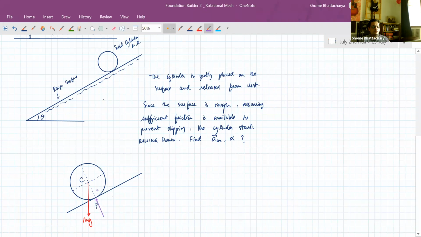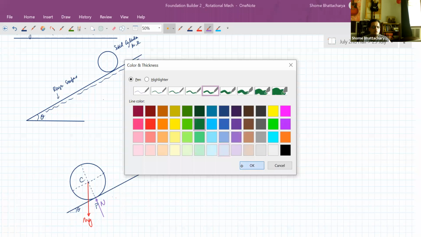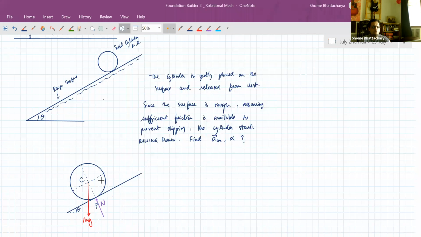And you can see that the combination of these two forces gives it a tendency to slip down the incline. Suppose this was a frictionless surface, then it would be slipping down the incline. So to prevent that tendency for slipping, friction acts at the point of contact, and it acts opposite to the slipping. So friction acts like this. So this is the friction that acts.